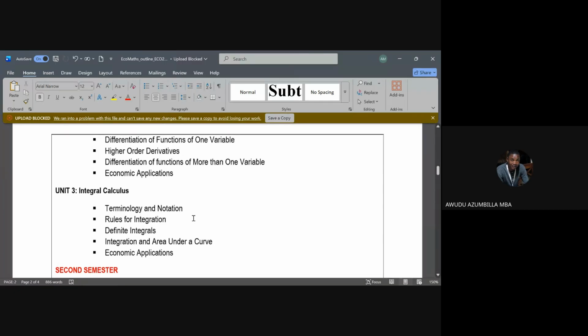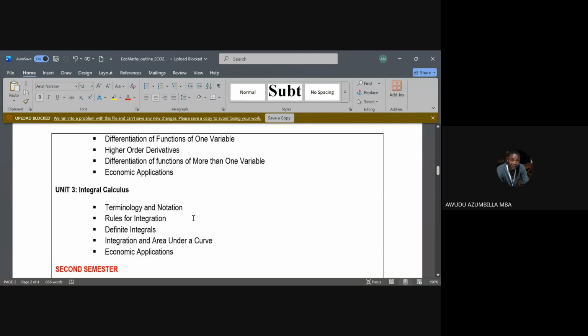Okay, so the last thing for the first block is going to be the integral calculus, where we are also going to look at how you do integration. The direct opposite of differentiation is integration. So we look at the basic rules, the definite integral, integration with area under the curve, and then we look at some economic application.